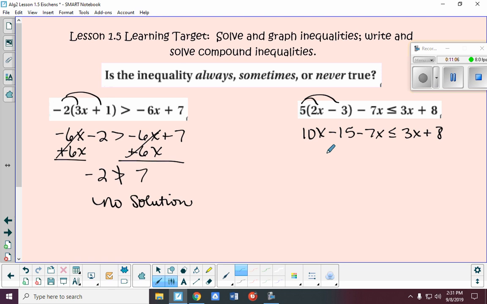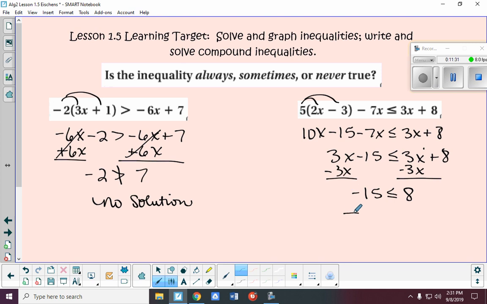So 10x minus 7x is 3x. And when we subtract the 3x's from both sides, you have -15 is less than or equal to 8. Is that true? Well, yeah, it's true. It's always going to be true. And so when a problem happens like this where you're working it out and the x's completely cancel out and you end up with a true statement, you would say that there are infinitely many solutions for x.